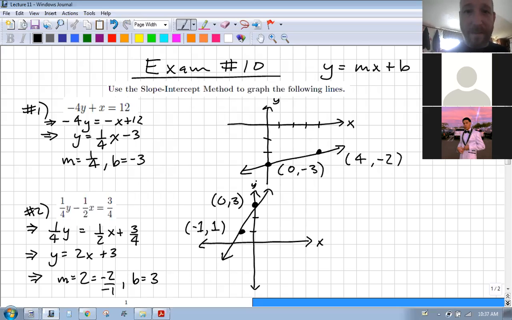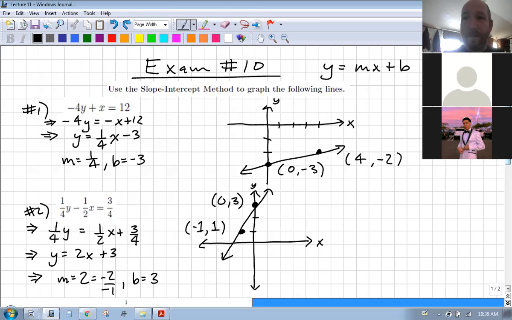I label my axes. Okay. So get it into this form, slope-intercept form. This is where we're using the method. Tell me what the slope and the intercept are. That's part of this slope-intercept method. And then graph the line. It takes 2 points to define a line. So I have 2 points here. They're both labeled, and there's a line through them. So that's everything that you need to do for these types of problems, okay?